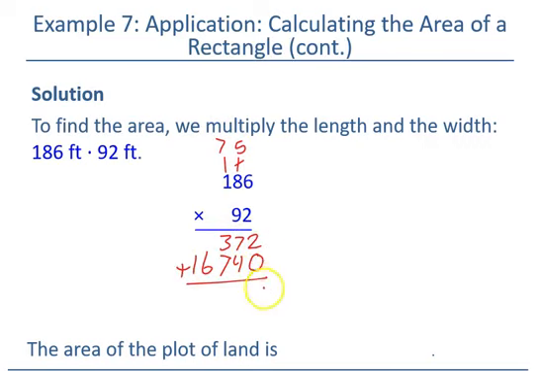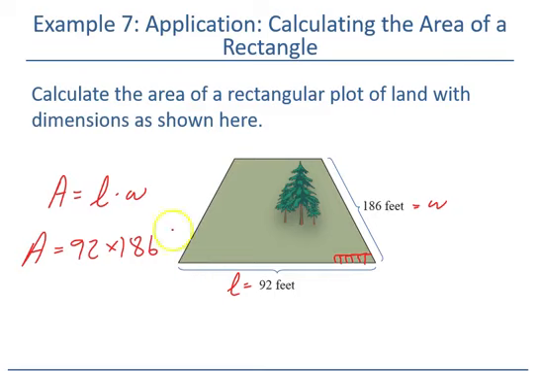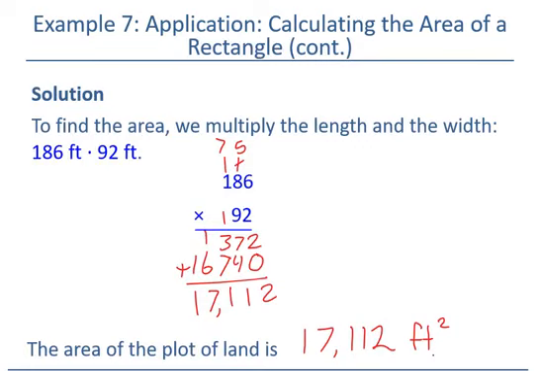Okay, so we got 2 plus 0 is 2. Then we got 7 plus 4. That's going to equal 11. Carry the 1. Then we're going to get another 11 here. Carry the 1 again. Get a 7. And then just bring down this 1. And so we know that the area of the plot of land is 17,112. And here's a little way they're going to write this. Feet squared. So all those little squares that we talked about right here, okay, back up here, we're going to need 17,112 of them to fill all that in.